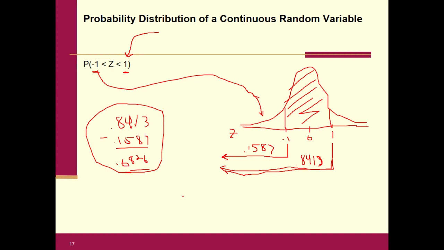Okay, so would it have mattered if I put a greater than sign here? Nope. Would it have mattered if I put an equal to sign here? Nope. Does it matter if I put an equal to sign here? Nope. Okay, so it wouldn't matter if I had that. It's still going to be equal to 0.6826. It ain't going to matter, right?